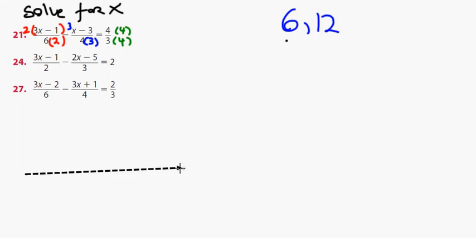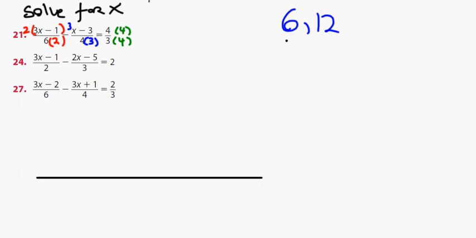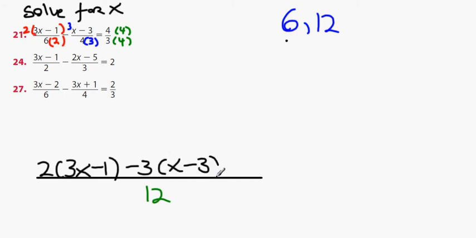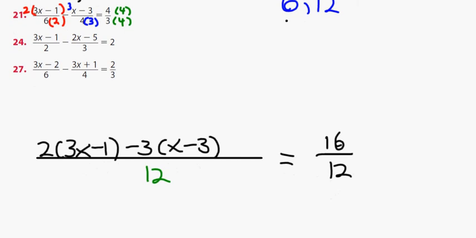Now, what this turns into is one big fraction on the left. The big fraction on the left is all over 12, because now both bottoms equal 12. You're going to multiply 2 by 3x minus 1. It's going to be minus 3 because the 3 is beside a minus, and that's going to be multiplied by x minus 3. And all this will equal 4 by 4, 16 over 12. Now what happens right away is that the 12s will cancel.